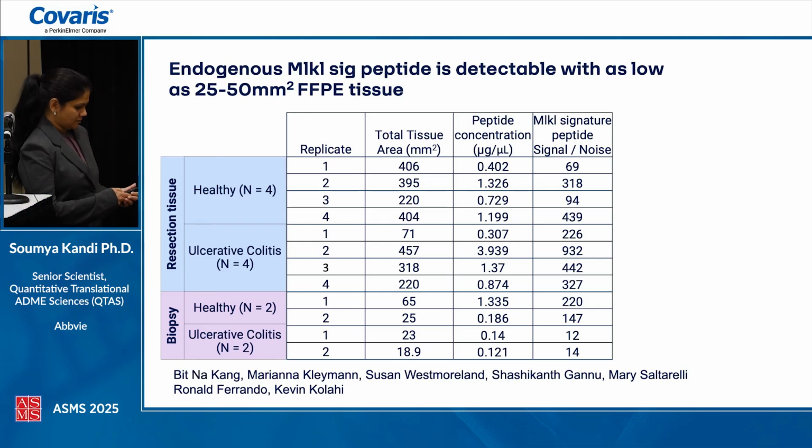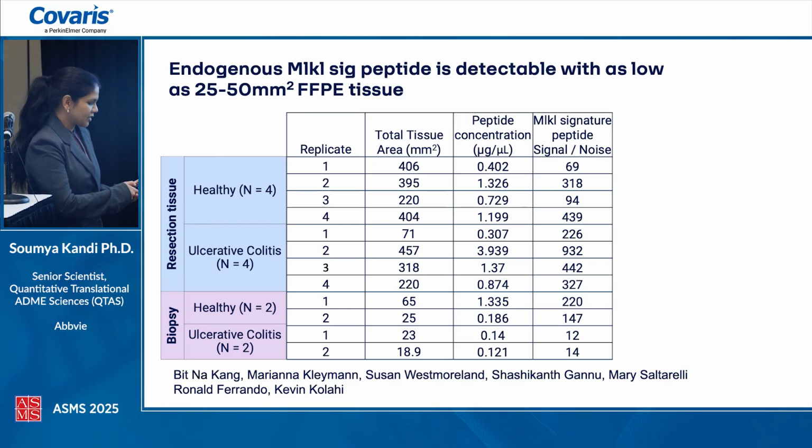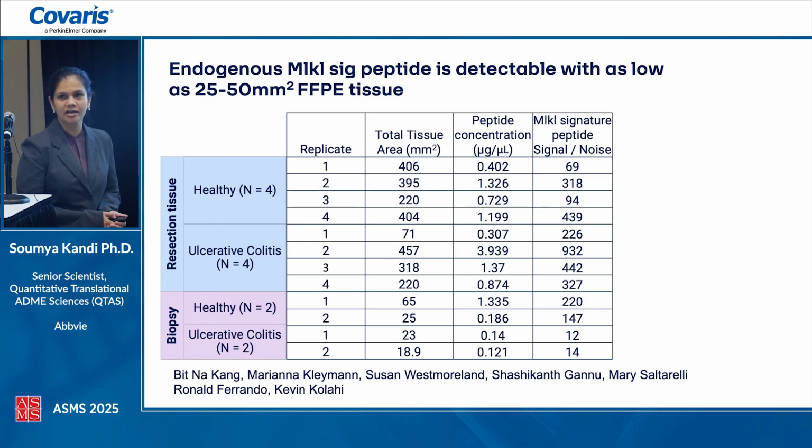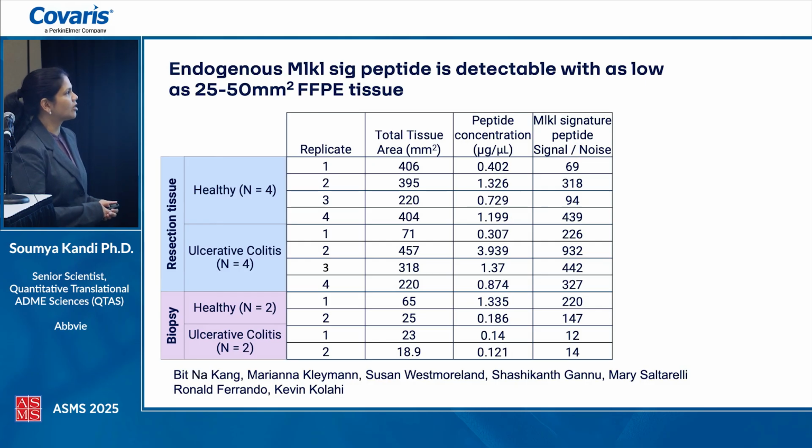So, my apologies. There we go. We are seeing the MLKL signal-to-noise ratio over here. If we consider the analytical lower limit of quantitation as 10, we are seeing that all of these are in the quantifiable range. Here's the peptide concentration that has been determined by NanoDrop.